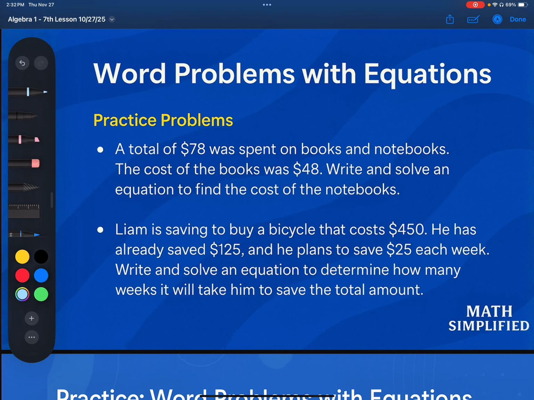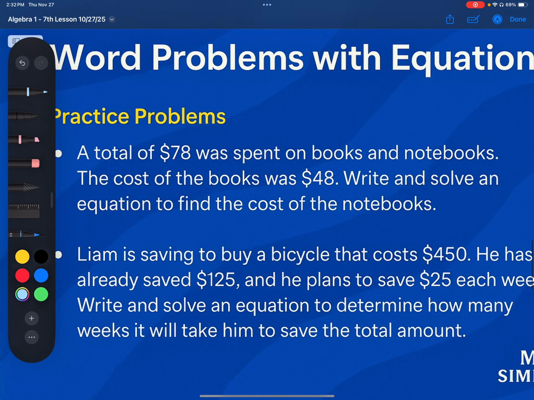Okay, so here we have a practice problem. It says a total of $78, so that's our total cost, was spent on books and notebooks. So that means we're combining these, okay? These two are going to be combined, and the total cost of books was $48. Write and solve an equation. So we have to make an equation to find the cost of the notebooks.